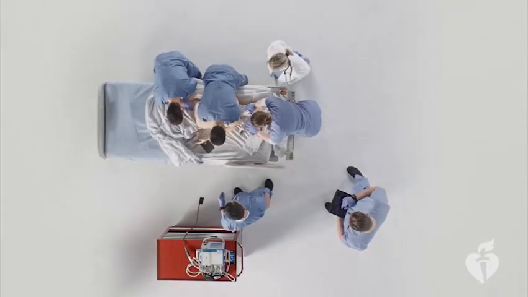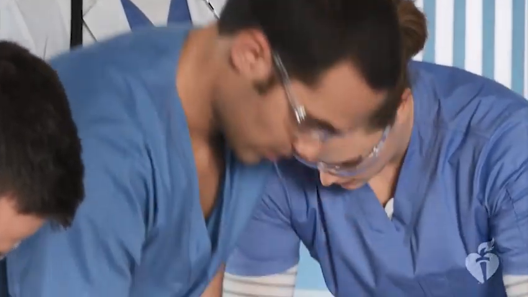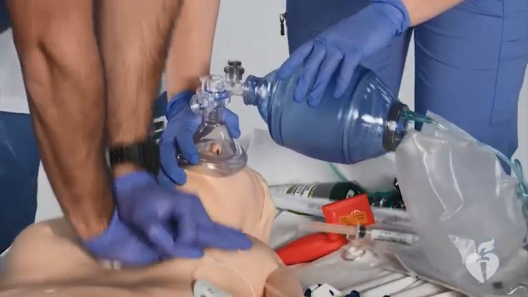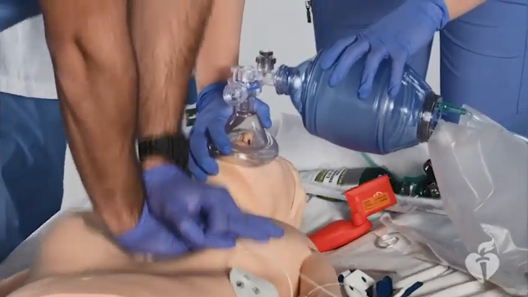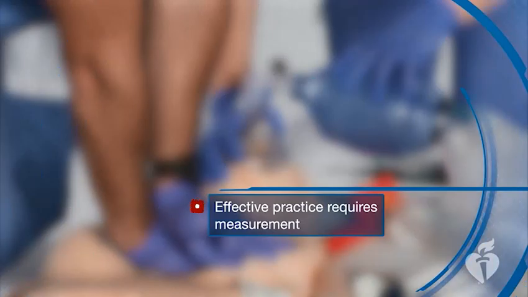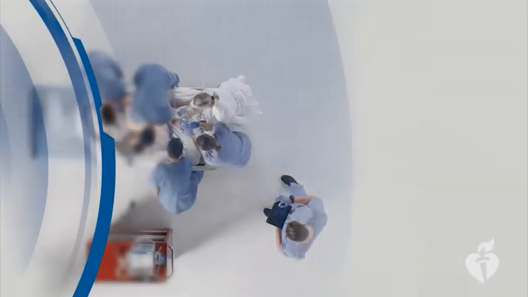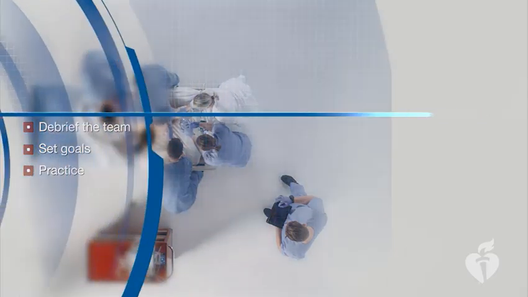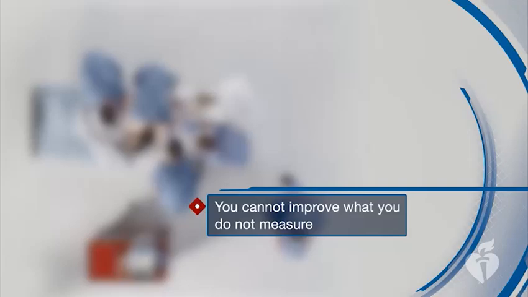It's not enough to know what to do or even how to do it. To obtain the best results, your team must perform both the what and the how flawlessly. That requires practice, and effective practice requires measurement. But measurement is only effective if you debrief the team, set goals to improve, and practice more. Again, you cannot improve what you do not measure.